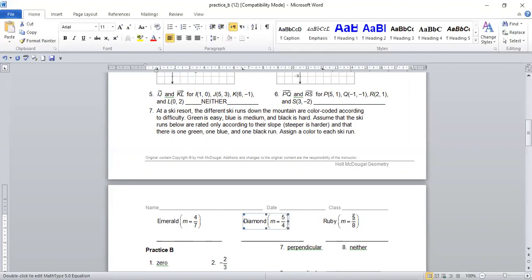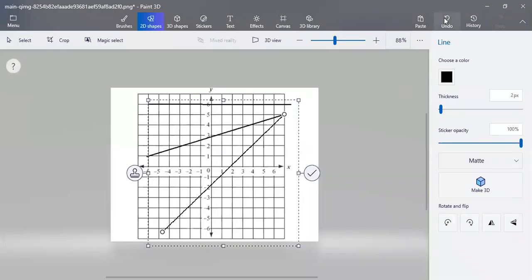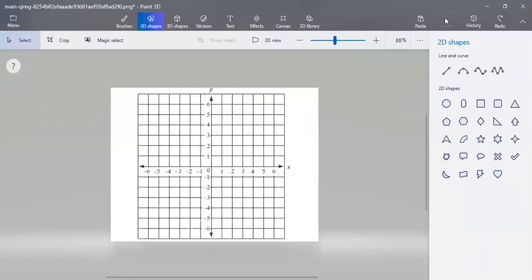Same here, the rise is 5, but the run, which is going to the right, is 8 only. Fine, so if you graph this, let me show you how the lines will look. So the emerald is 4/7, diamond is going to be 5/4, ruby is going to be 5/8. I'm doing extra questions so that you will understand clearly and have a picture of how the lines will look.